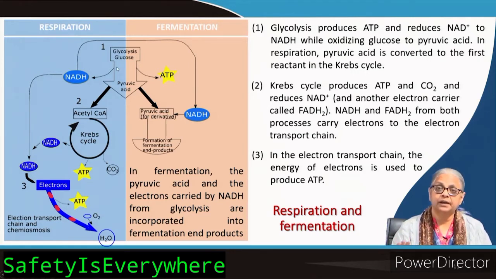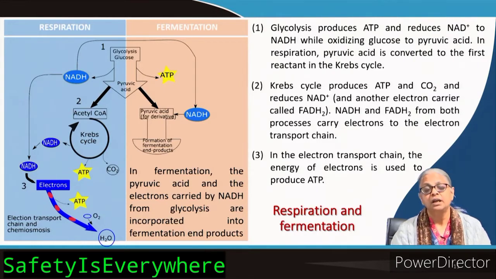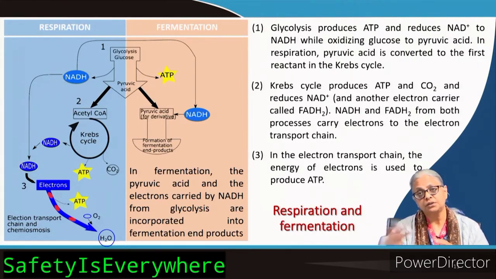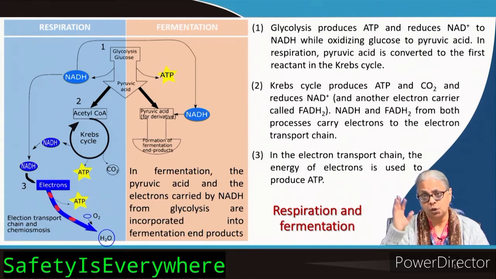Now if pyruvic acid is directly converted to fermentation products, in fermentation what happens is that there is no external electron acceptor. If you remember, glucose plus oxygen going to CO2 and water, there our electron donor is glucose, electron acceptor is oxygen, and CO2 and water are the end products. In fermentation, pyruvic acid is not combining with any external electron acceptor. So there is no oxygen and there is no substitute for oxygen.